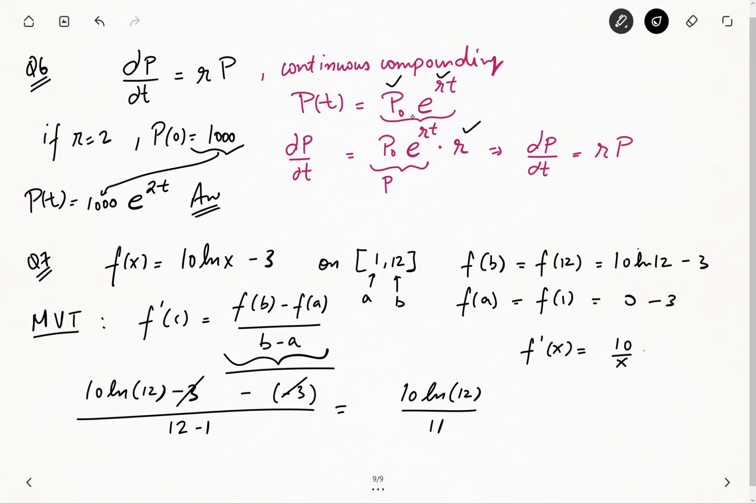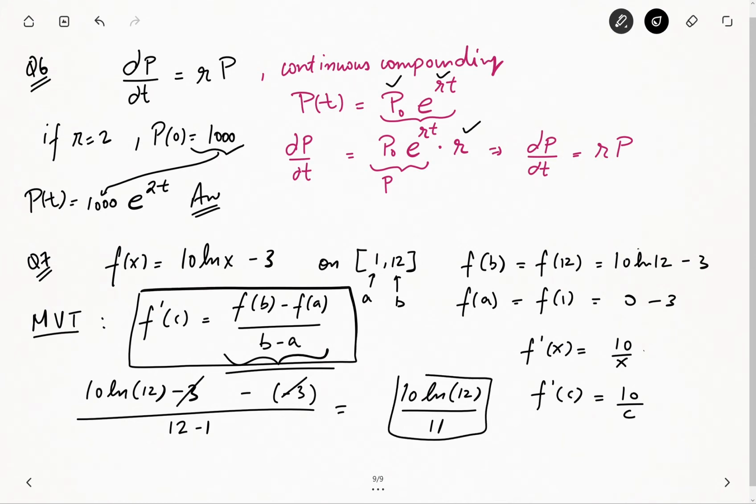If you look at that closely, the derivative is 10 over x. So add the c value, just to apply the theorem. We're going to be very technical. That should be 10 over c. So now, if this satisfies the mean value theorem, the derivative at that value must be equal to the slope of the secant line. The slope of the secant line is this. The derivative is that. So let's equate them and solve for c.